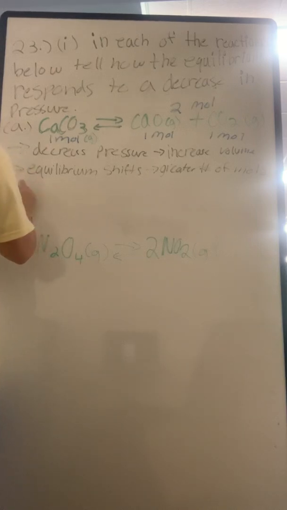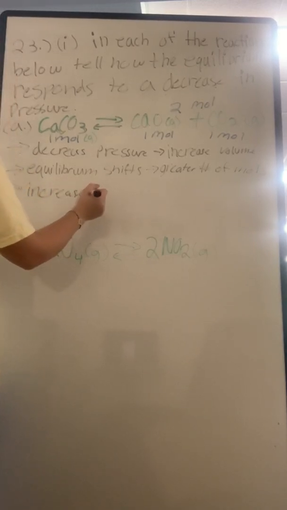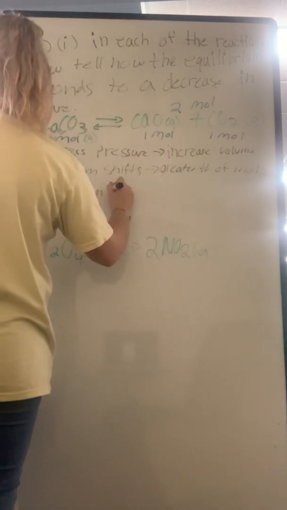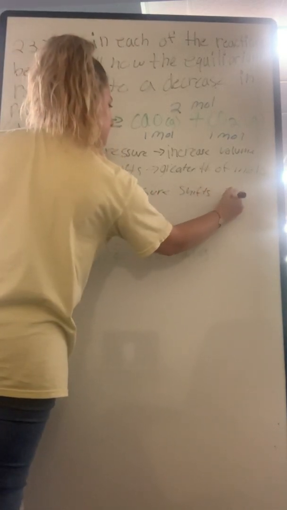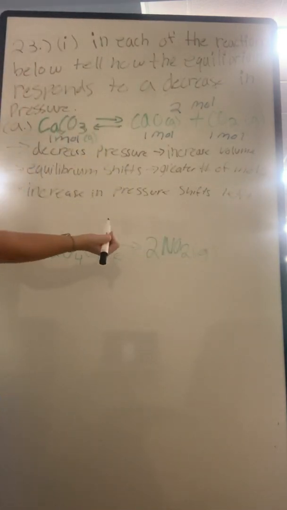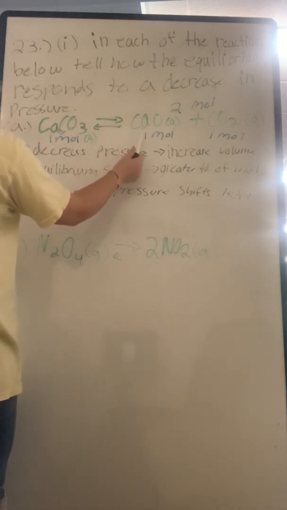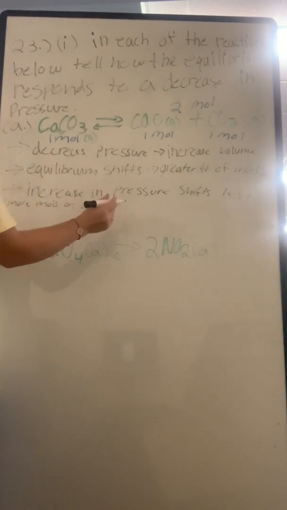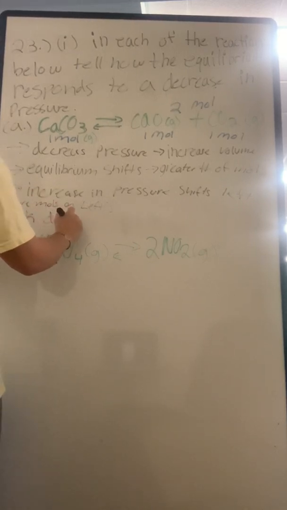Therefore, a decrease in pressure shifts to the left because there's more moles on the left. It shifts left because there are a greater number of CaO and CO2 moles. And this also means that our K constant decreases.